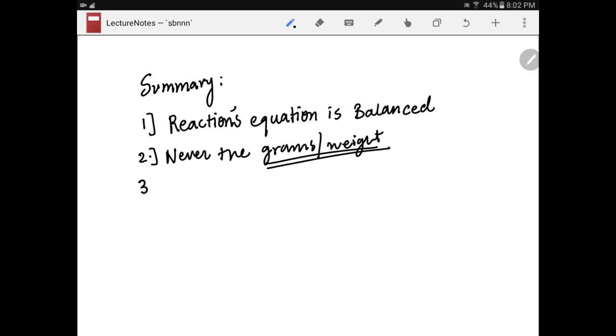And 3, always convert to moles. If you remember these 3 things, you should be good on any problem that is similar to the stoichiometry problem we just solved. So that's about it.